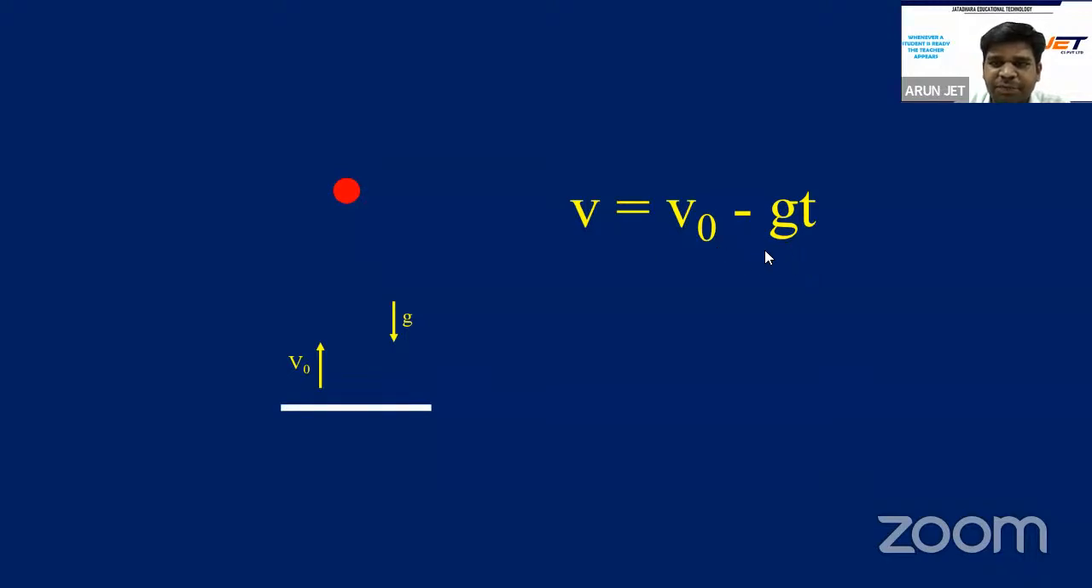Now, this is my mathematical expression for what is happening in the phenomenon, the speed of a ball going up and down on the ground. Right? Okay. Now let us plot a graph for this one.